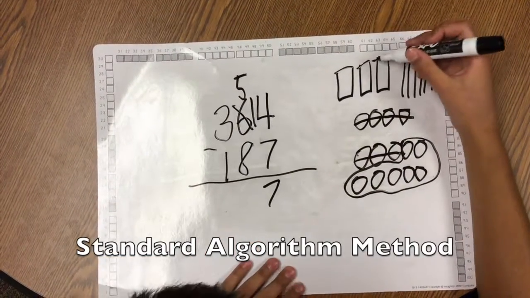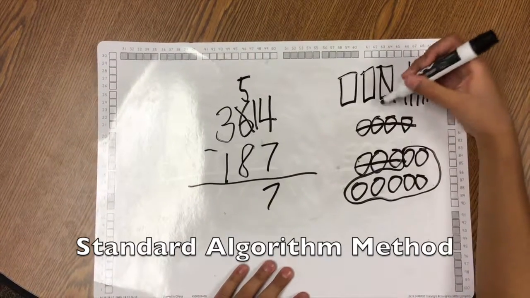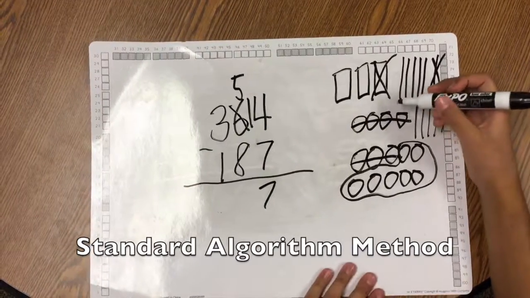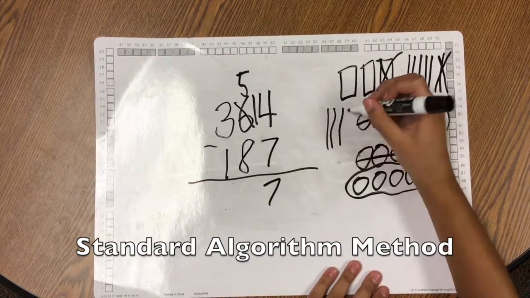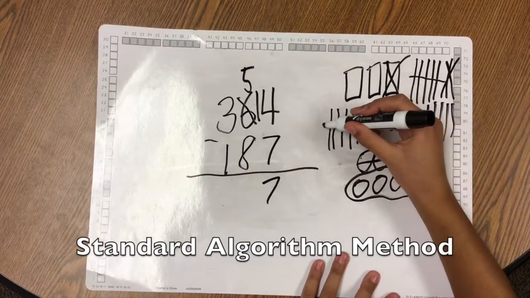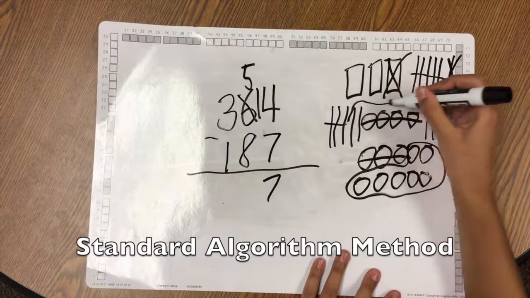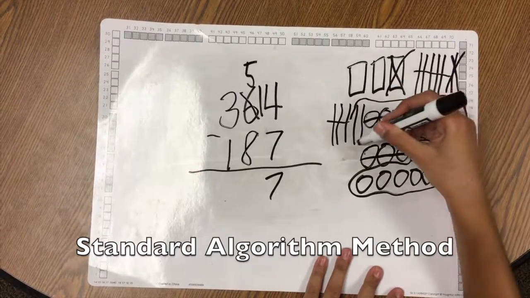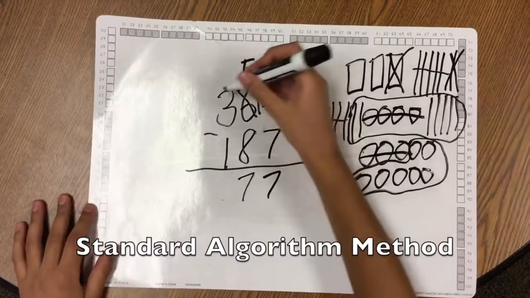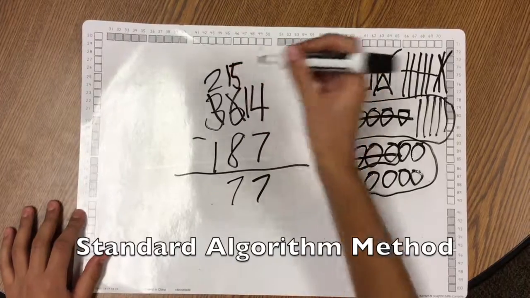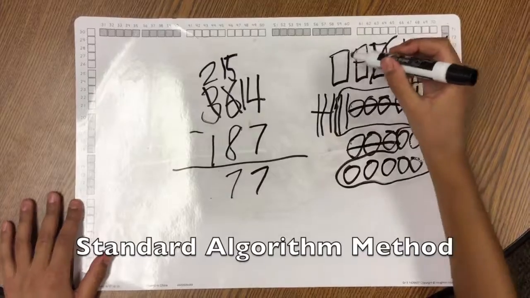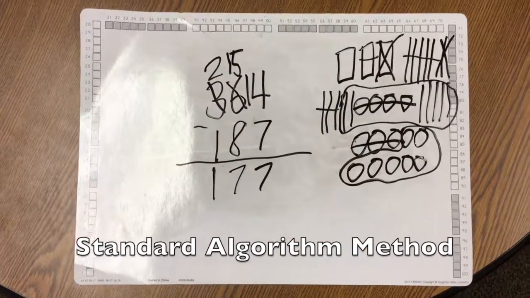And since I don't have enough tens, I'm gonna ungroup 100 to make 10 tens. Can't take away 8. That leaves me with 7 tens. And I'm going to take away 100, which leaves me with 1. And I got 177.